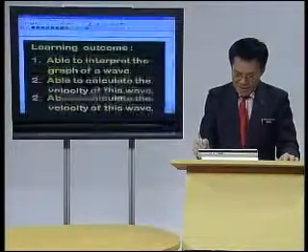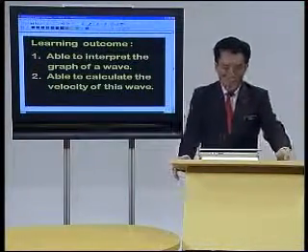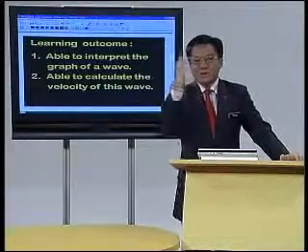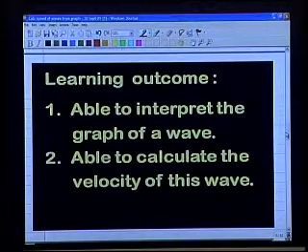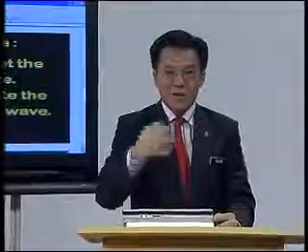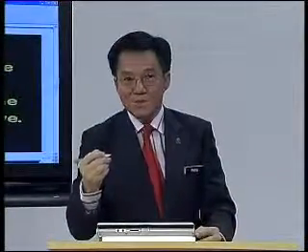So far so good? Excellent. What have we done? We have helped you to interpret and understand the meaning of this type of graph for a wave. And secondly, use the information to calculate the velocity of the waves. With this, I hope that you will use other questions, continue to practice, answer questions, rehearse, and you will do very well.